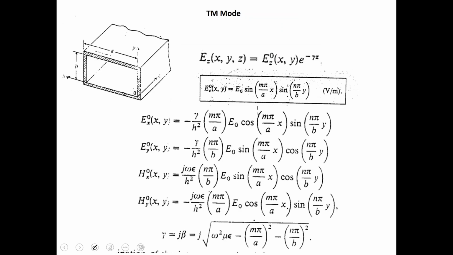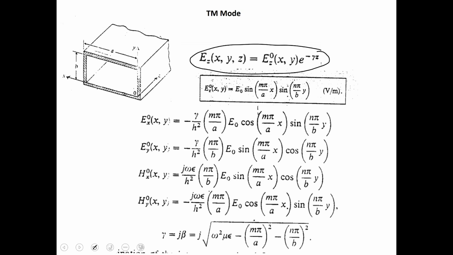Considering this, we had then considered a rectangular waveguide, and we had said let's look for the TM mode. We said let's start with our assumption that the mode is TM, and we are looking for a mode which is propagating in the Z direction. So it is going to have an e to the minus gamma z kind of a term in it, but its amplitude is going to vary in x and y.